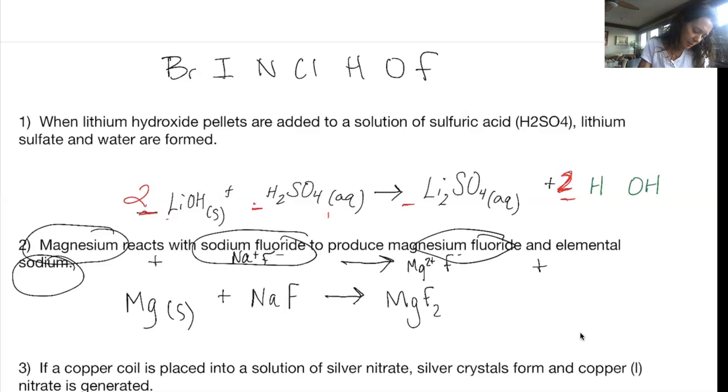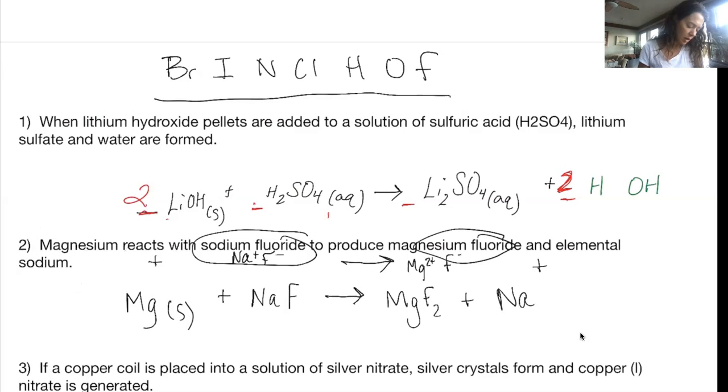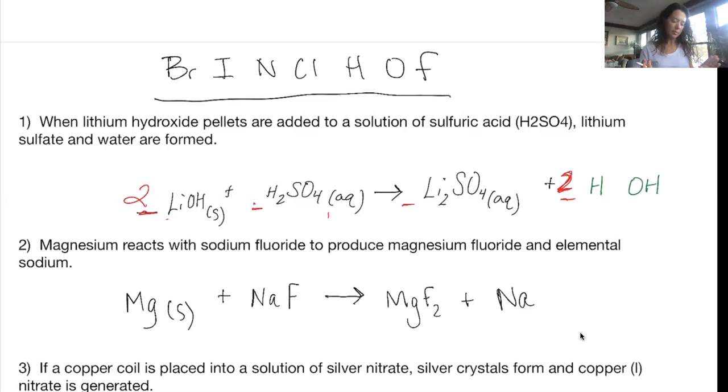And means plus elemental. That's fine. Just the element, sodium. It's by itself. So you have to ask yourself, is this diatomic? No, it's not. It's not one of our up there. Okay. So what we have right here is called a skeleton equation.